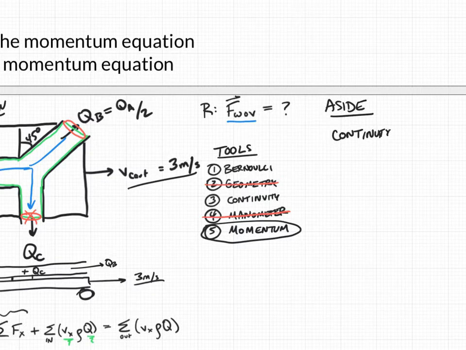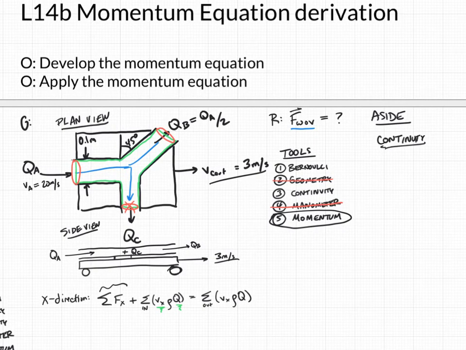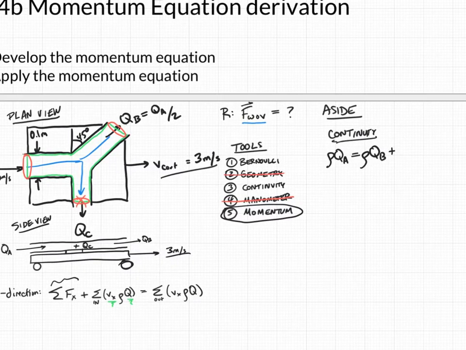There's an I in there, continuity. Okay, so here we go. So we've got QA. So in row QA equals out row QB. So let's say row QB, plus out, which is going to be row QC.